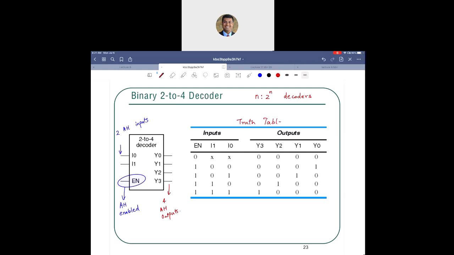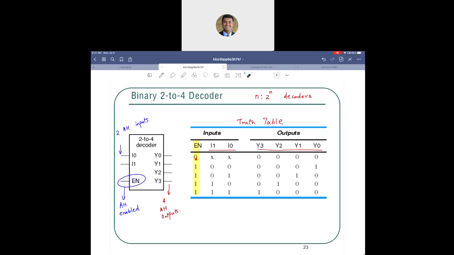And as you can see, there are 2 inputs here. There are 4 outputs over here. They are all active high inputs and outputs. We also have an enable input, which is not part of the number of inputs, because enable is just being used to enable the decoder versus disable the decoder, right? Is it going to function like a decoder, or is it not going to function like a decoder?